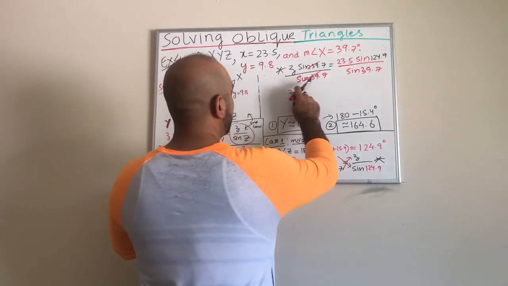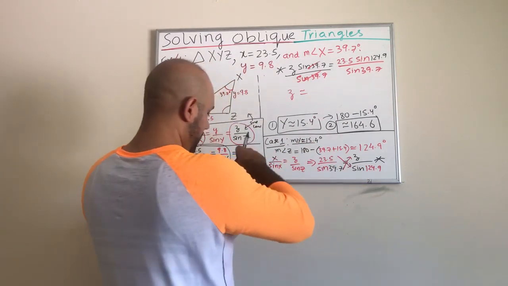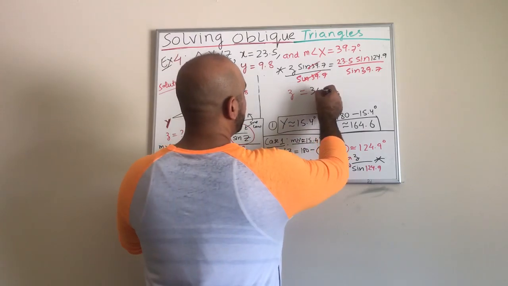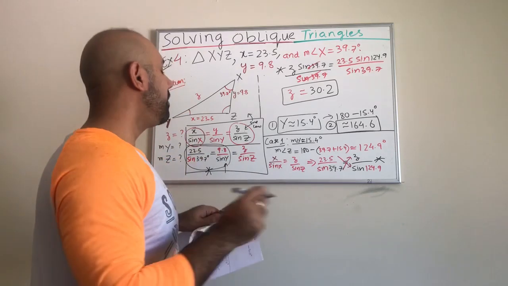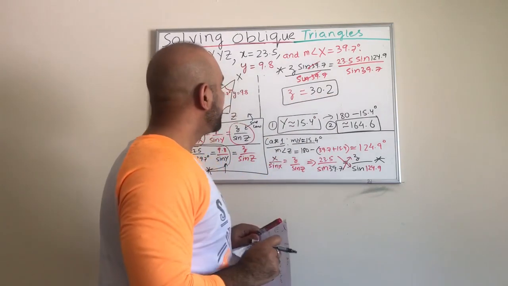I have already simplified this and I get z close to 30.2. I went up to 1 place, so you should go up to 1 place only here. Sorry, I said 2 places, but I went only to 1 place. So that is my z.